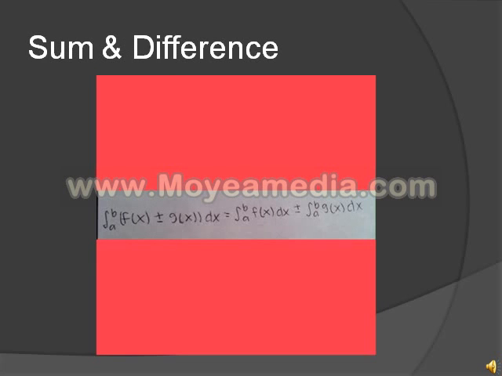The sum and difference property is the integral from a to b of f of x plus or minus g of x dx equals the integral from a to b of f of x dx plus or minus the integral from a to b of g of x dx. So basically, if there's two functions inside of one integral that are separated by a plus or a minus, you can separate the two functions out.